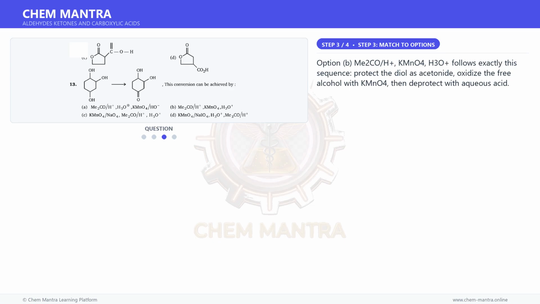Moving on to the next step. Option B, Me2CO/H+, KMnO4, H3O+, follows exactly this sequence. Protect the diol as acetonide, oxidize the free alcohol with KMnO4, then deprotect with aqueous acid.